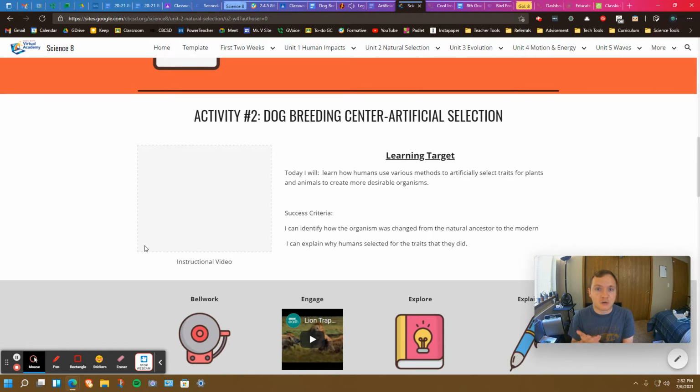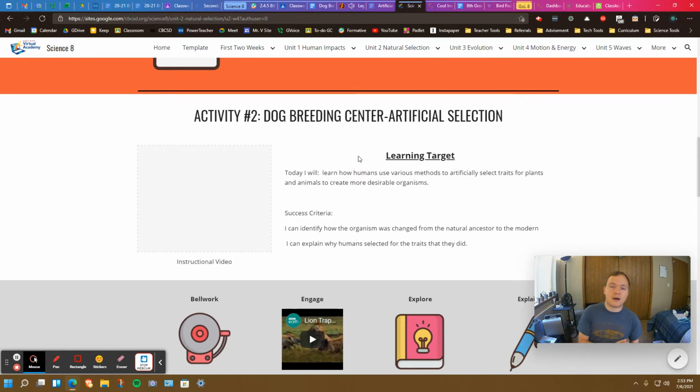Now we're going to move on to a related but different idea, and that's artificial selection. Natural selection is all about the environment and the natural way of things. Artificial is humans, us, selecting for certain traits. And we mainly do this with anything related to a farm, so farm animals and farm plants, but we also do it in pets as well. And so that's why we're looking at this assignment called the Dog Breeding Center.